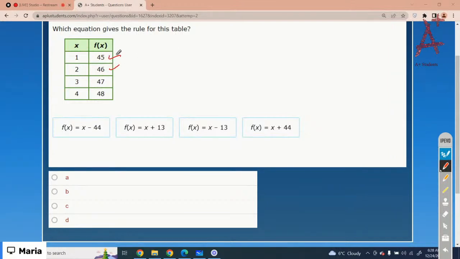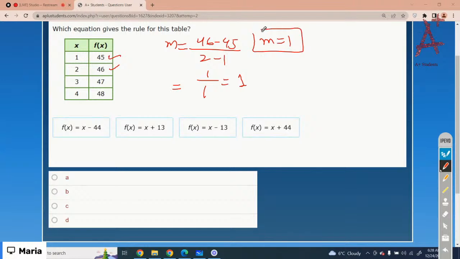These two points. m equals y2 minus y1, 46 minus 45, divided by x2 minus x1, 2 minus 1. So 46 minus 45 is 1, and 1 over 1 is 1. So that means the slope for the equation must be 1. Also, you have to find the y-intercept.